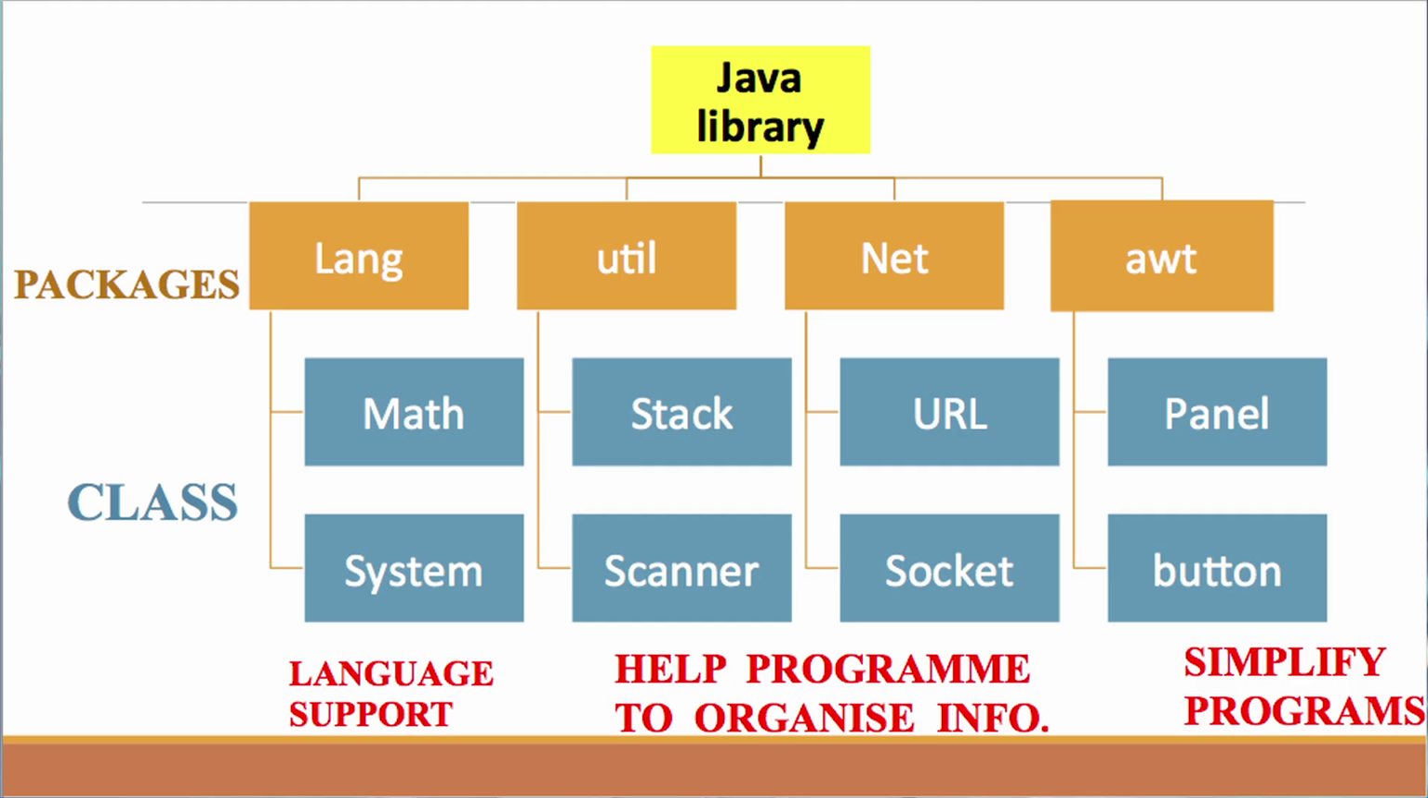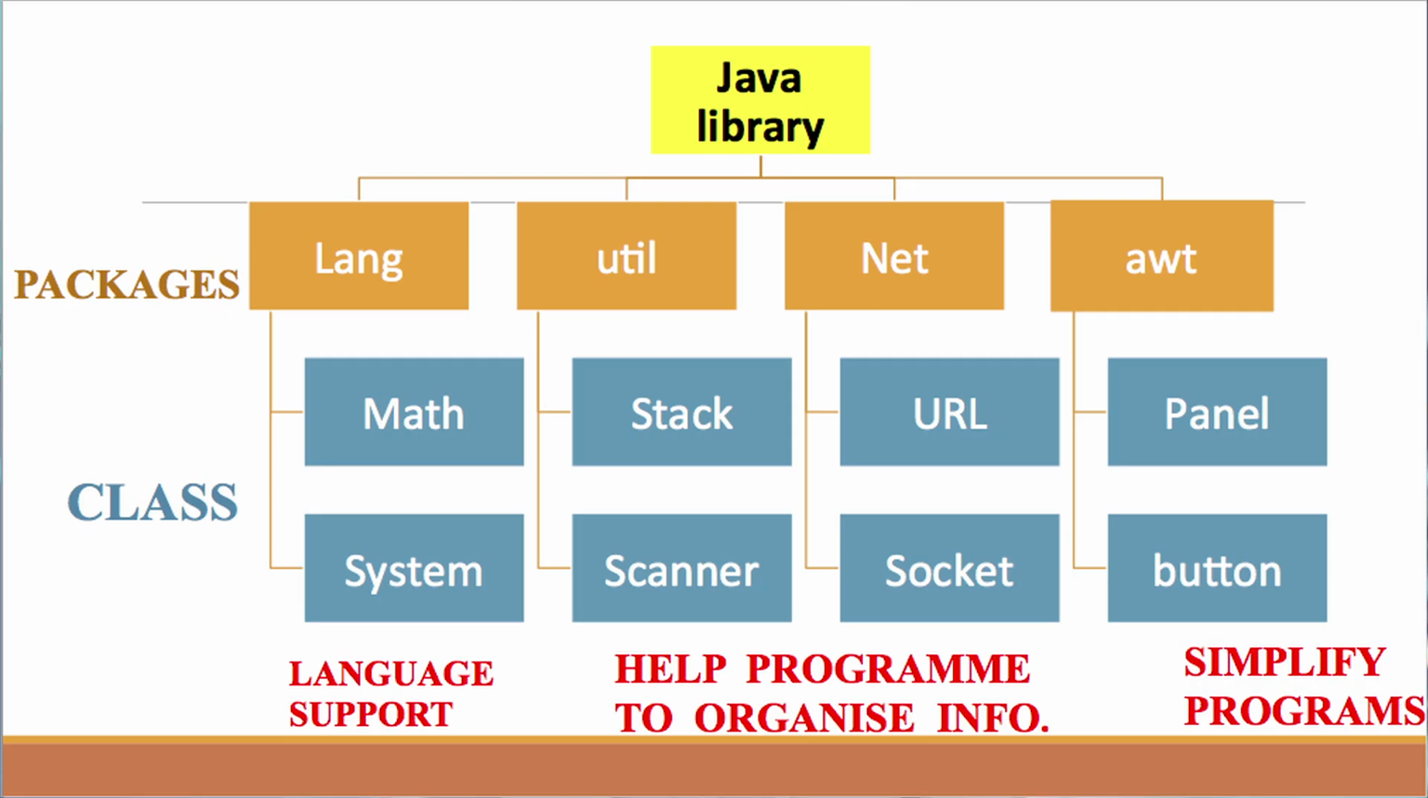Language is one package, util is another package, net is a package, awt is a package. While importing these libraries, first of all we have to write the package, and then the class. So in java.lang.math, you can see the first is lang, second is util, third package is net, fourth is awt, and similarly we have many more packages, and we can perform any type of operation or function using these libraries.